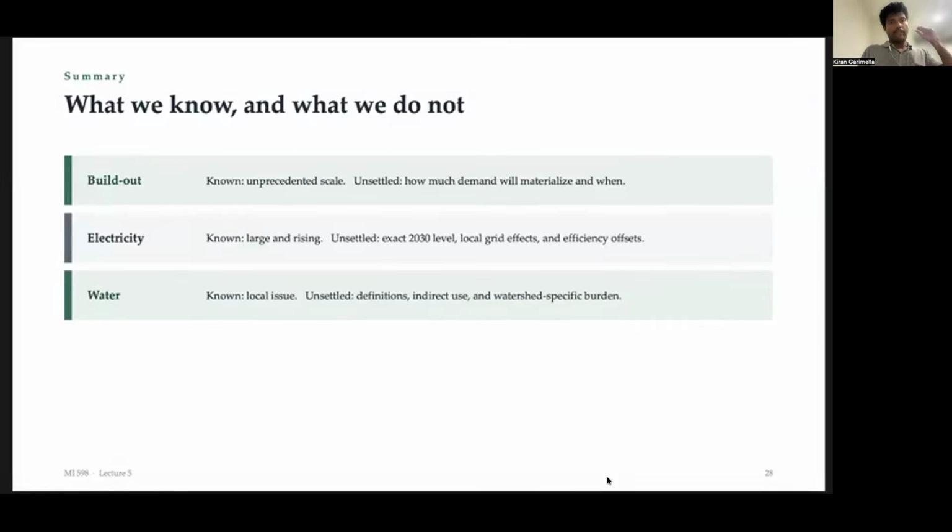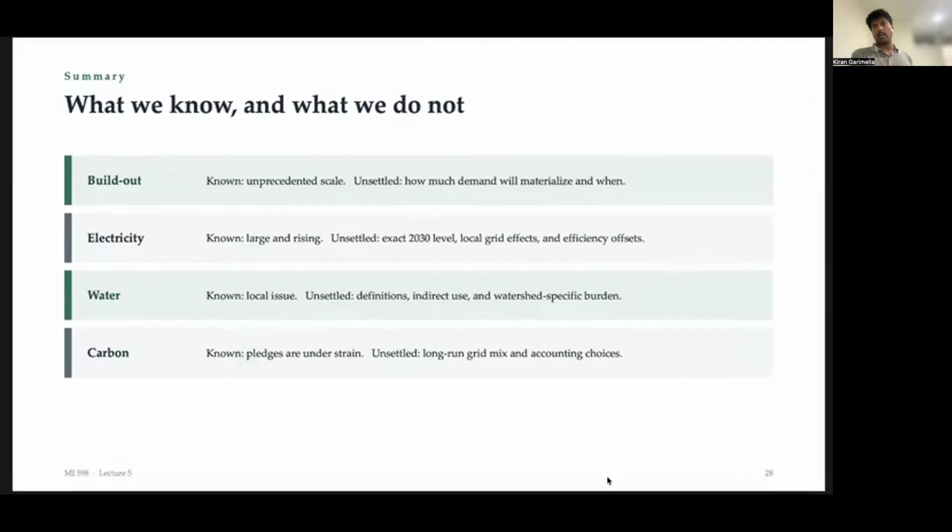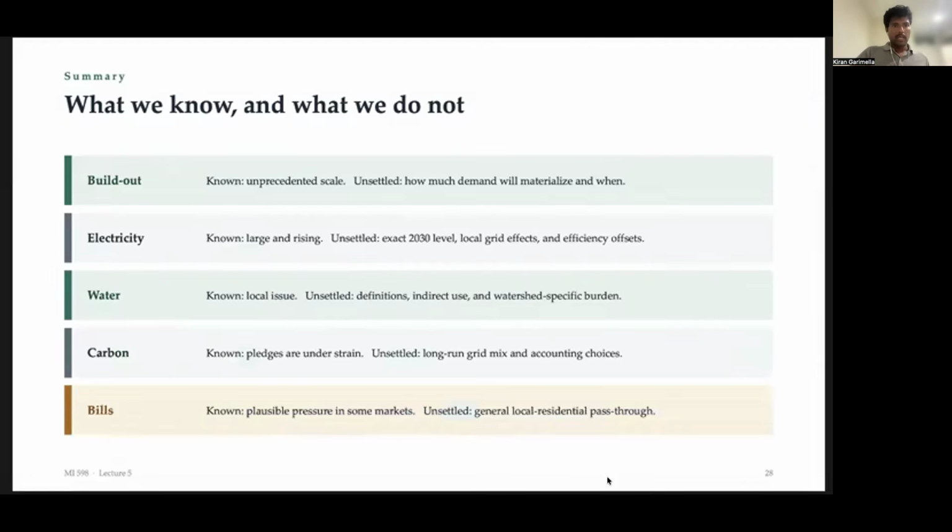In terms of water, we know it's a huge local issue. We don't know about the efficiency gains, the indirect effects of water use in electricity generation, watershed-specific burdens, or reuse of water. In terms of carbon, we know that this is going to mess up our carbon footprint pledges at least. What we don't know is how this benefits in the long run. Maybe AI will lead to positive outcomes for climate change by creating new technologies for carbon capture or whatever. And in terms of bills, we know that there is plausible pressure in some markets. We don't know if there's some general local residential pass-through or not.